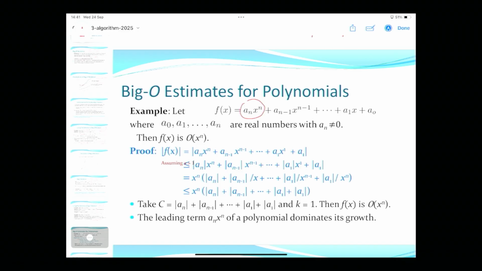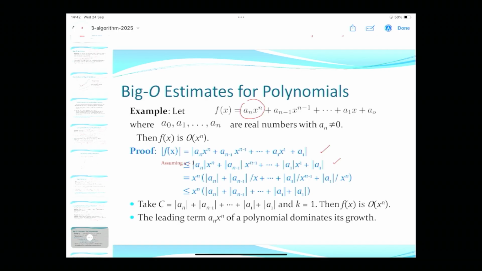The first term has a degree n, followed by terms of degree n minus 1, n minus 2, and so on. We can find out the big O of this function, g(x), as an approximation. Let's see how it works here. From this, a_{n-1} and so on are constants, right? They are constants, so you can see step by step how it works.